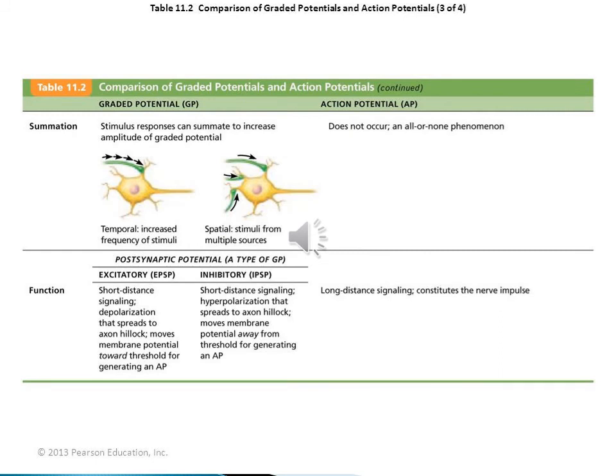For there to be a summation, you get a stimulus response that can summate to increase the amplitude of a graded potential, which does not occur in action potential because, again, action potential is all or none. You've got long distance signaling, and it's just that one nerve impulse with your action potential, whereas with a graded potential, you could get either an excitatory or an inhibitory possibility to either move toward or away from generating an action potential.